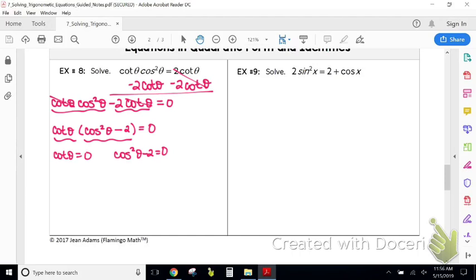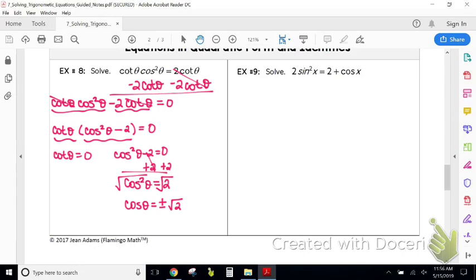So let's look at it. The first one's already solved for the trig function, so let's solve the second one. So move the 2 over, and then take the square root. So we get cosine of theta equals positive or negative square root of 2. All right? So let's go ahead and go with that one.